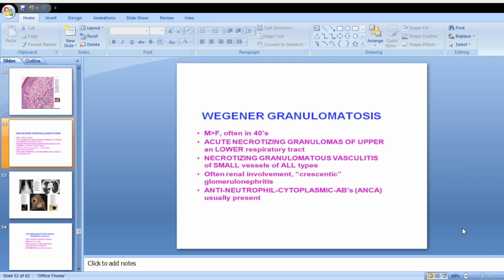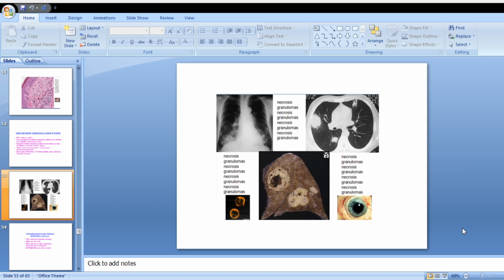In this picture, we are seeing lung involvement in the form of gross as well as CT and X-ray findings.